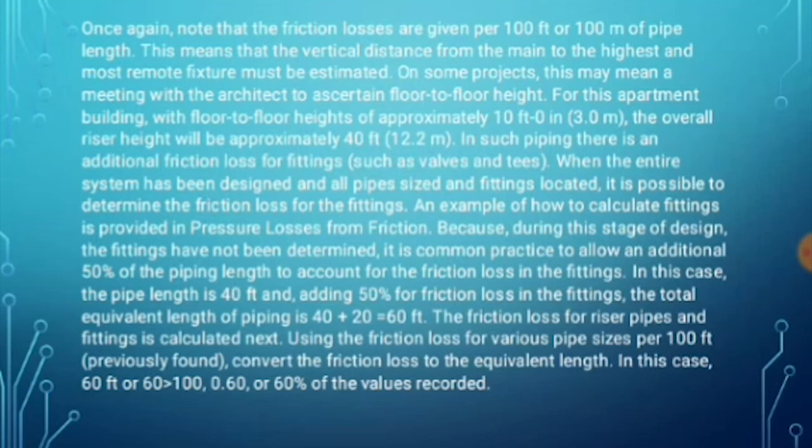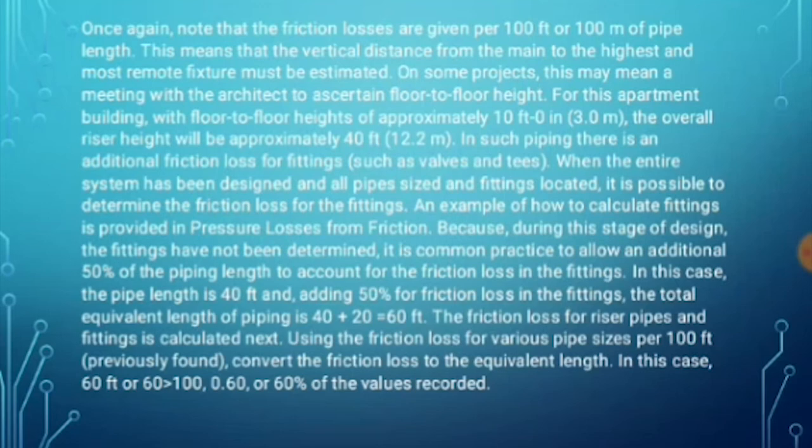Because during this stage of design the fittings have not been determined, it is common practice to allow an additional 50% of piping length to account for the friction loss in the fittings. In this case, the pipe length is 40 feet, and adding 50% for friction loss in the fittings, the total equivalent length of piping is 40 plus 20 equals 60 feet.